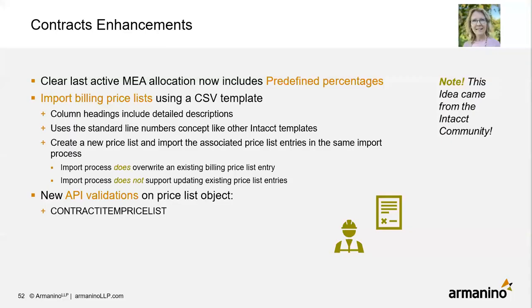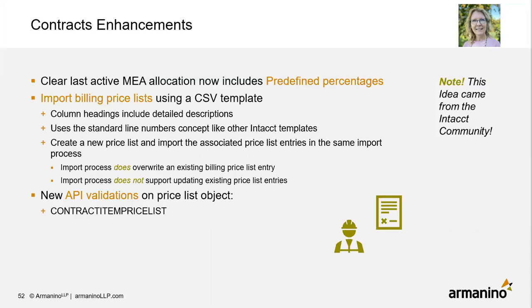Contracts. Quite a few people using the contracts module these days. They continue to make all sorts of enhancements, MEA allocations, the ability to clear those MEA allocations. Every single release we see another option under clearing for another type of MEA. So now we can also do predefined percentages if we need to clear our MEA allocation.